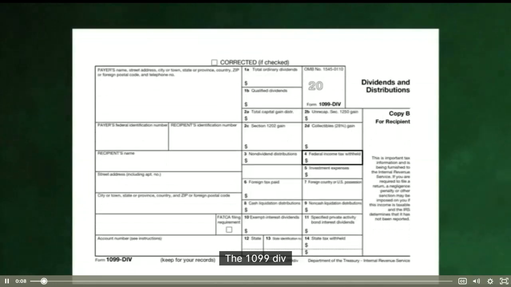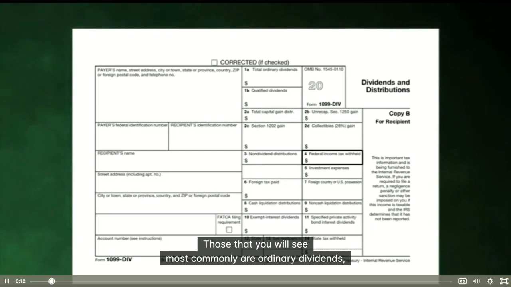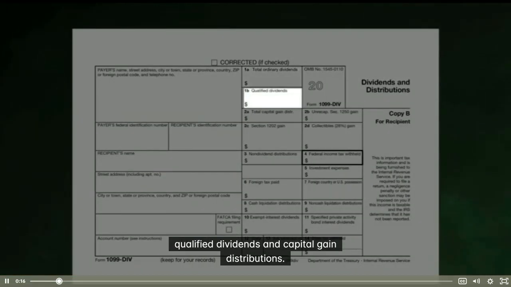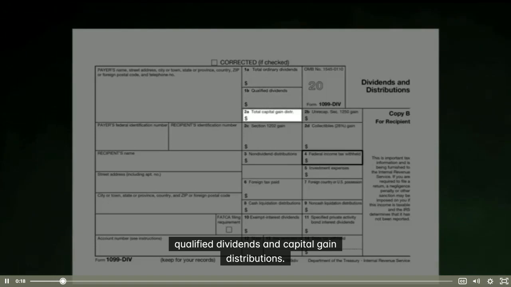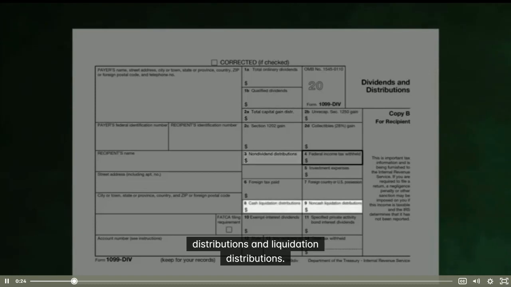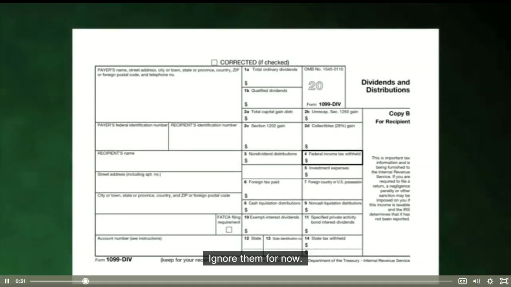The 1099 DIV has several boxes that may contain information. Those that you will see most commonly are ordinary dividends, qualified dividends, and capital gain distributions. Occasionally, but rarely, you may see non-taxable distributions and liquidation distributions. The likelihood is that you'll never see anything in the other boxes, so we'll ignore them for now.